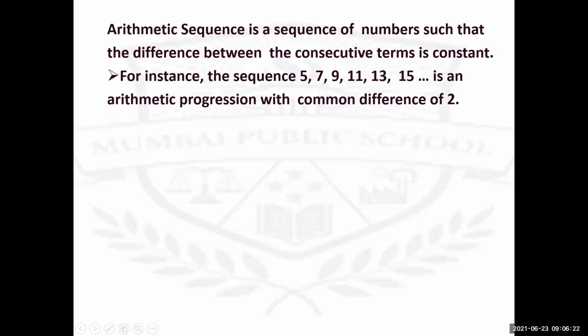For instance, the sequence 5, 7, 9, 11, 13, 15 is an arithmetic progression with common difference of 2. So here, what has happened? Each number is increased by 2. 5 to 7, 2. 7 to 9, 2. 9 to 11, 2. 11 to 13, 2. 13 to 15, 2. Here each term is increasing by adding 2, which is same, which is constant. So when you come across this kind of a sequence where each term is increasing with a constant number.